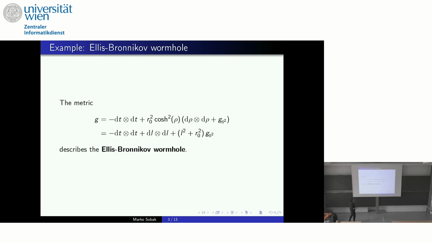Right, and a good way of imagining a wormhole somehow is if you freeze the time variable and you freeze one of your spherical angles, then you are left with a two-dimensional surface, right? And in the case of the Ellis-Bronikov wormhole, that would be just what in geometry you call a catenoid, right? Which is the first shape that comes to mind when you think of a wormhole from sci-fi or whatever.